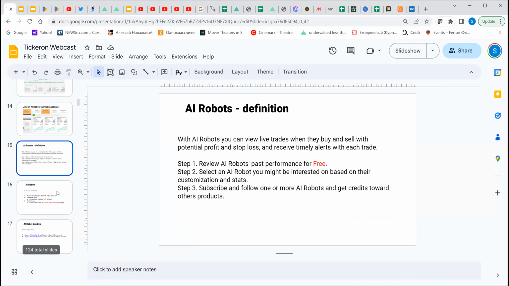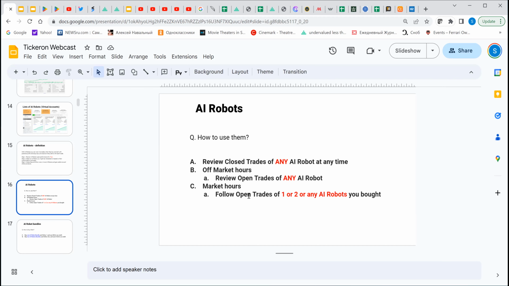So what can you do with robots? The robots are machines based on neural networks. You can review past performance. It's free. You can register and review all performances. If you subscribe to one, then you can follow one and switch every day pretty much. If you subscribe to two, then you can view pretty much all signals only and all virtual accounts. And that's in this slide.